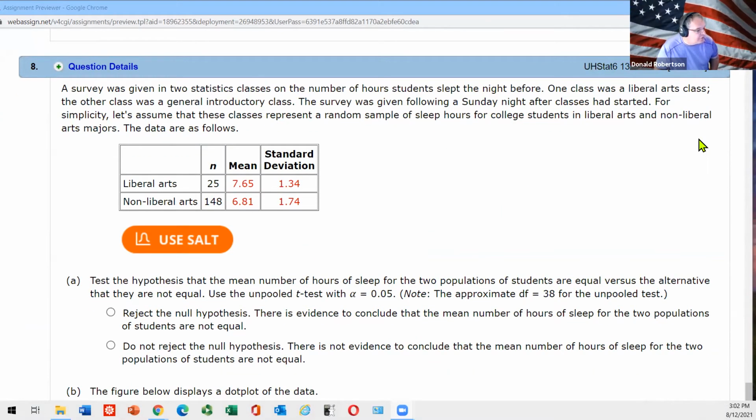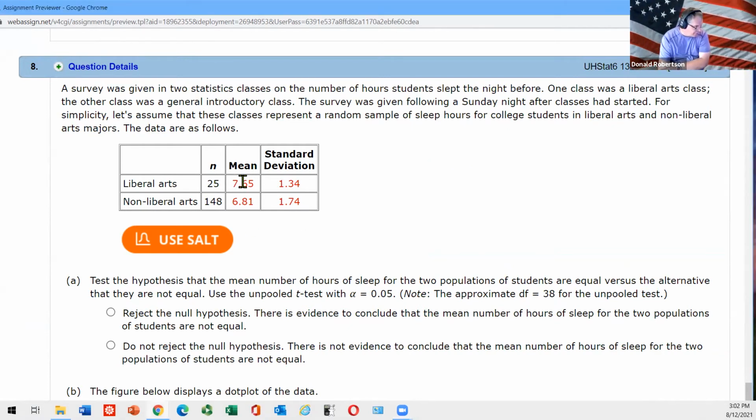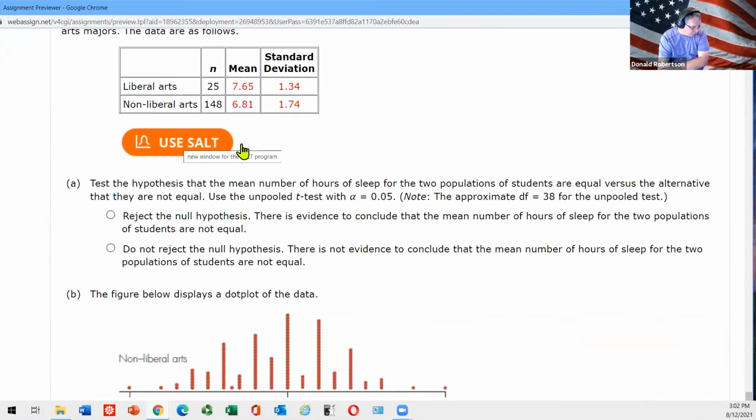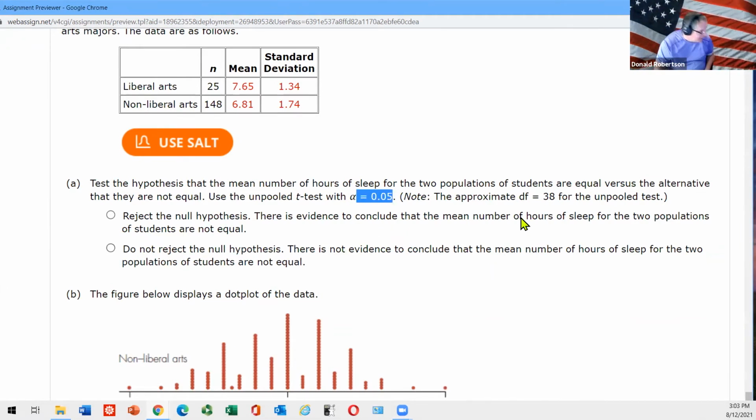In question 8, I'm not going to do this one, but aren't all the numbers you need in that little table? Won't that be the sample size for N1, X bar 1, S1, N2, X bar 2, S2? I don't know if that's going to work or not, but when you hit use salt, won't you be able to do it? They told you alpha, 0.05. I don't know why they bothered to tell you that, because salt's going to do it for us anyway, so I don't really care.